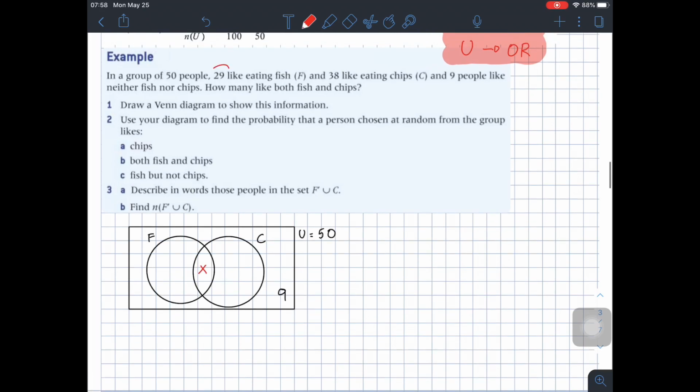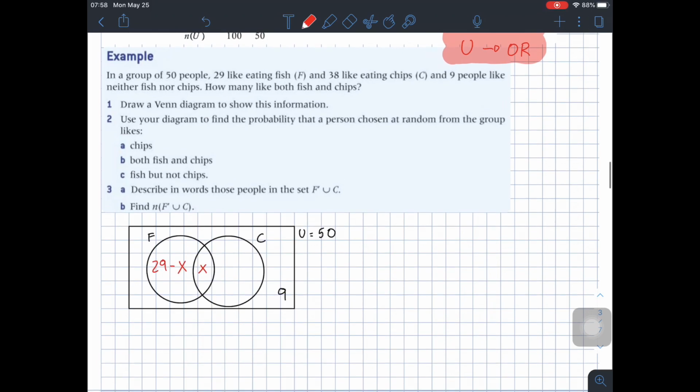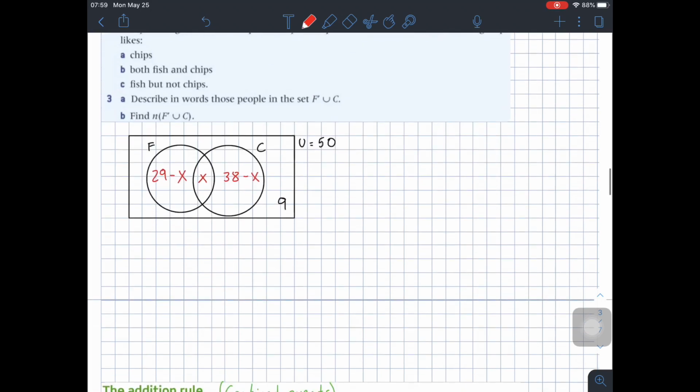But what I know is that there are 29 people who like fish in total. That means that outside of the intersection, I should have 29 minus x, right? I still do not know how many like both. And for chips, I know that there are 38 people in total who like chips, so I'm going to write here 38 minus x. Once I know this number, I will be able to calculate the exact values, right? So in order to respond to the question, how many like both fish and chips? If I know there are 50 people in total in the universe, this element plus this element plus this element plus this element should give us 50, right? So I'm going to write that equation here.